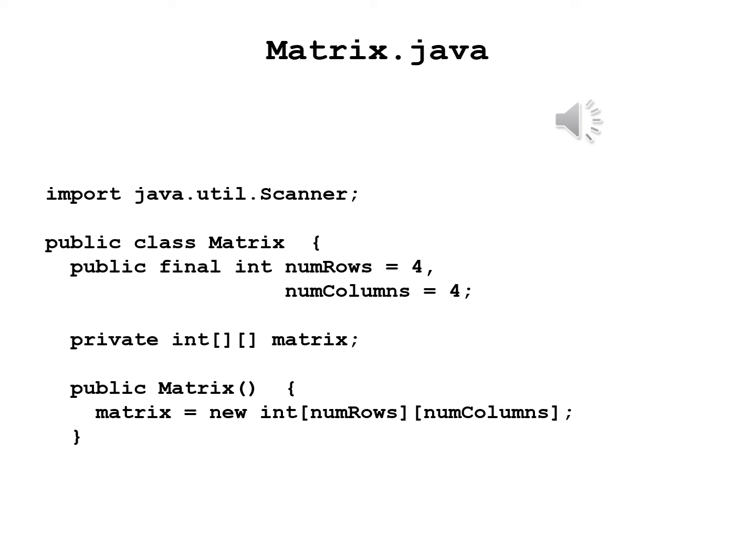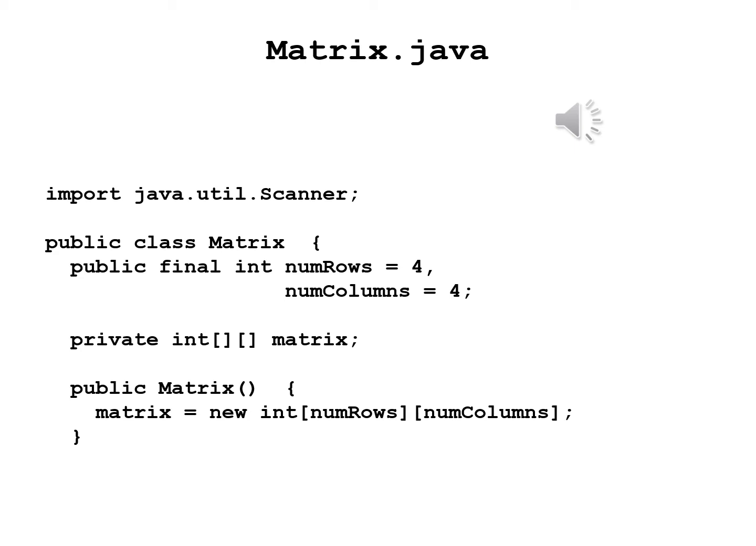We begin by writing import java.util.Scanner because we're going to need an input method. We begin the class itself with public class Matrix, followed by public final int numRows equals 4, numColumns equals 4. Square matrices are very commonly used, and our example is going to have pretty much exactly that.